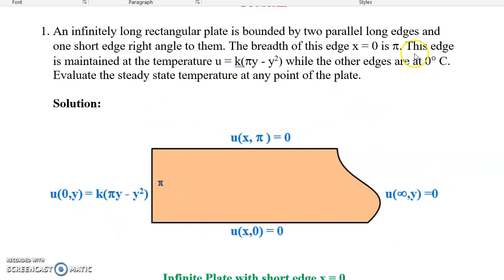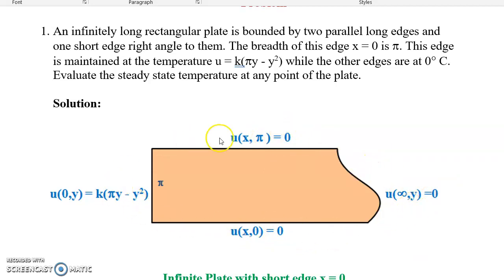So let us see. This edge is maintained at the temperature. Which edge? The edge x equal to 0. So this is the edge x equal to 0, which is maintained at k(πy − y²), while all the other three edges are maintained at 0 temperature, 0 degrees Celsius.